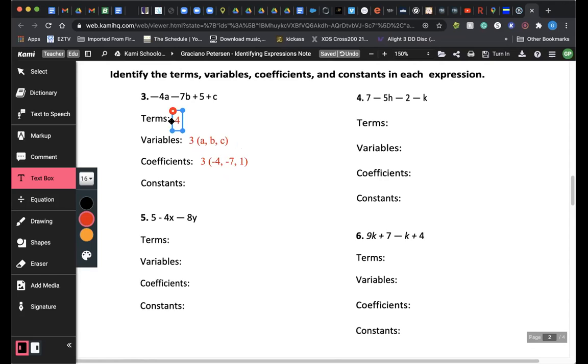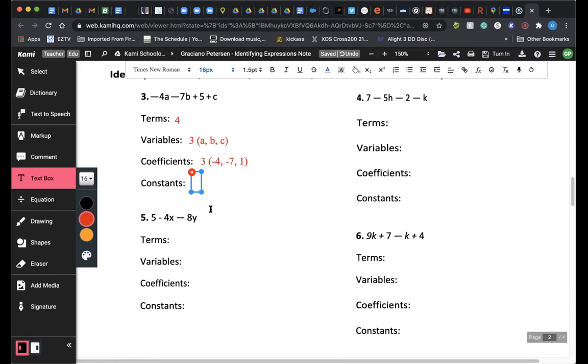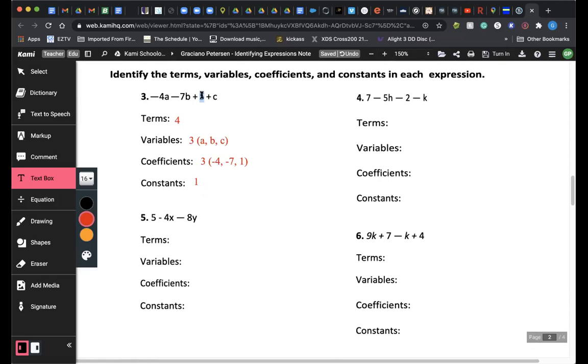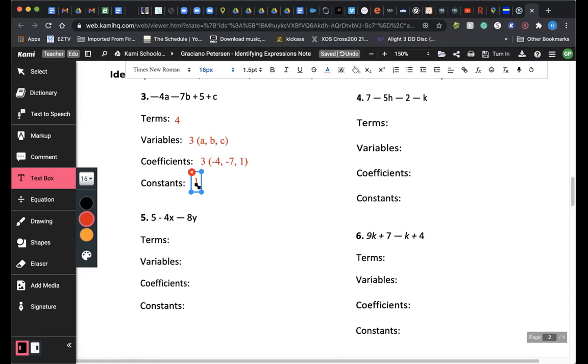Okay, so we have 4 terms. We know that 3 of them have variables. That means how many constants do we have? 1, right? Your terms minus your variables should always equal your constants. Or another way to say it, your constants plus your variables equal the number of terms that you should have. So there's only one constant here, and that's the number 5, the only number that is not accompanied by a variable.